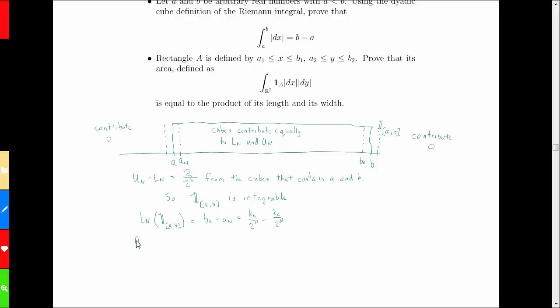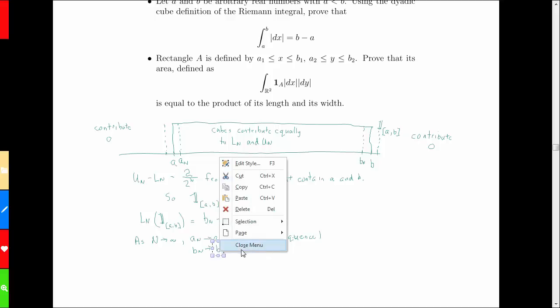Now let's think about what happens as n approaches infinity. As n approaches infinity, a sub n approaches a. Because these cubes get smaller and smaller, this is in fact going to be a decreasing sequence. B sub n is always less than or equal to b. It's going to get larger and larger. It's an increasing sequence.